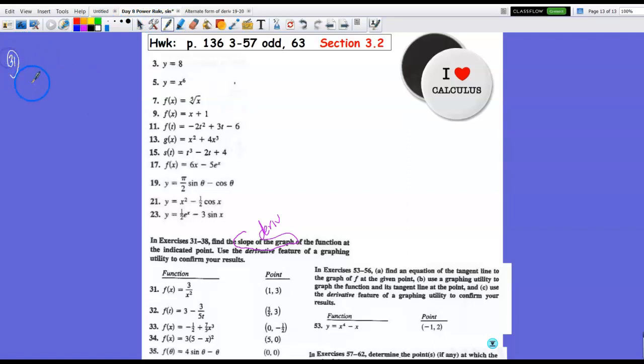And number 31 needs a rewrite first. So I'm going to change that into f of x equal to 3. I'm going to bring that x out of the denominator, so I've got to bring the power up and make it negative. So that's going to become f prime of x. Now I can apply the power rule. Negative 2 times 3 is negative 6.